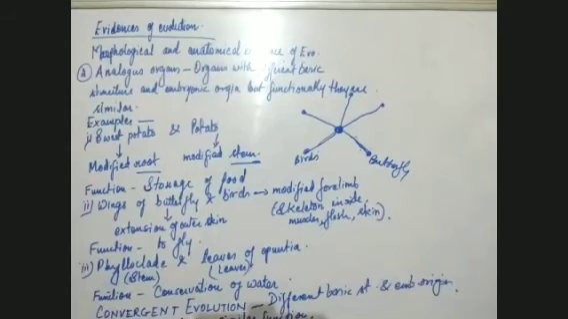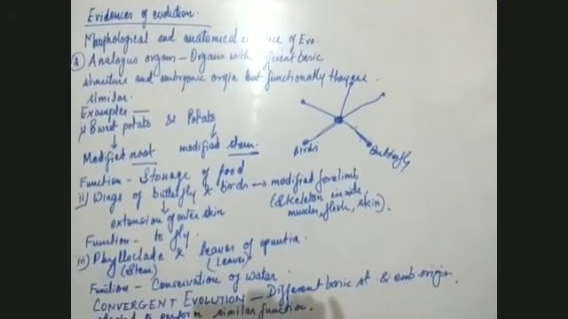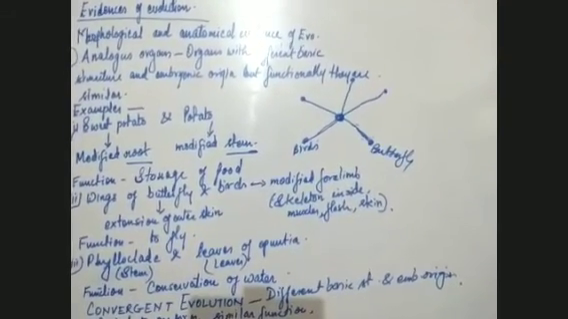Is it clear to you, beta? Analogous organs, is it clear to you? We have done homologous and we have done analogous. Is analogous clear to you, or do you have any question or query on this? Okay.